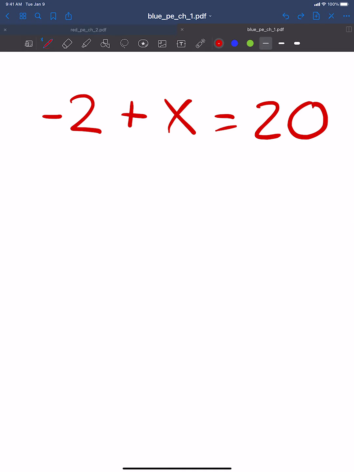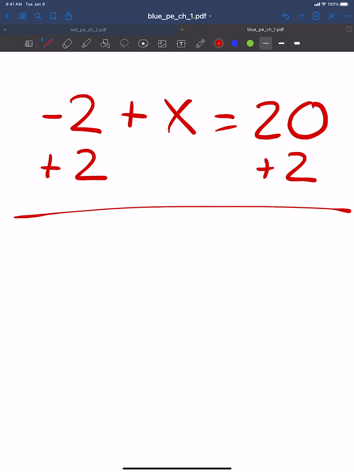X is being added by negative 2. You want to do the opposite of what this is, okay? That is negative 2, so do the opposite, which is to add 2. Now do you see how that would cancel each other out? That's what we want, right? We want x by itself. Negative 2 plus 2 is 0, so it's gone. You can now ignore the plus sign because it's just x. 20 plus 2 is 22.